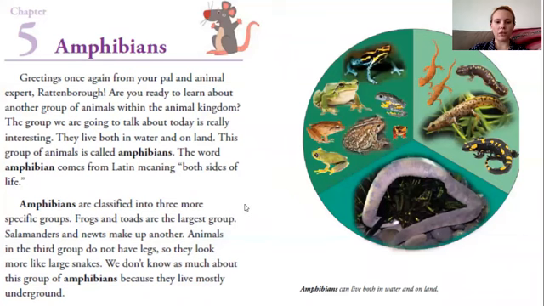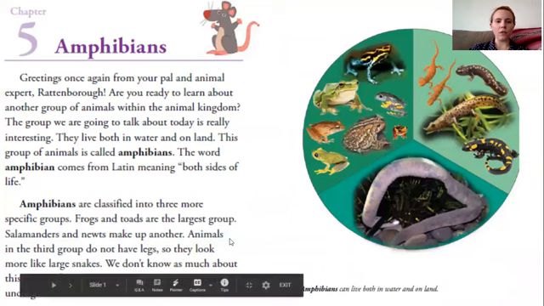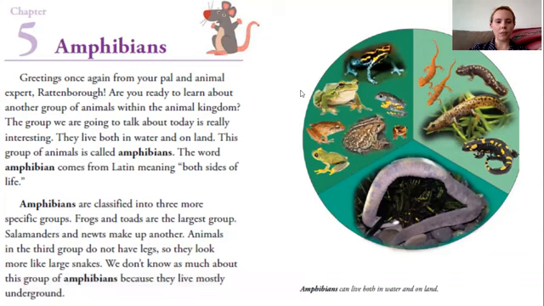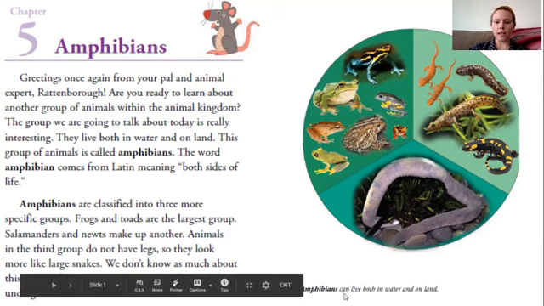Amphibians are classified into three more specific groups. Frogs and toads are the largest group. Salamanders and newts make up another. Animals in the third group do not have legs, so they look more like large snakes. We don't know as much about this group of amphibians because they live mostly underground. Amphibians can live both in water and on land.